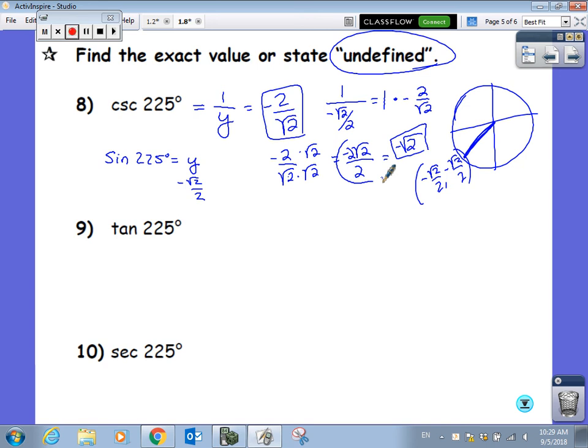So again, I didn't just get rid of the 1. I multiplied by 1, and multiplying by 1 results in the same number. Then why did you do the reciprocal? Because I can't divide fractions. Dividing fractions means you multiply by the reciprocal.